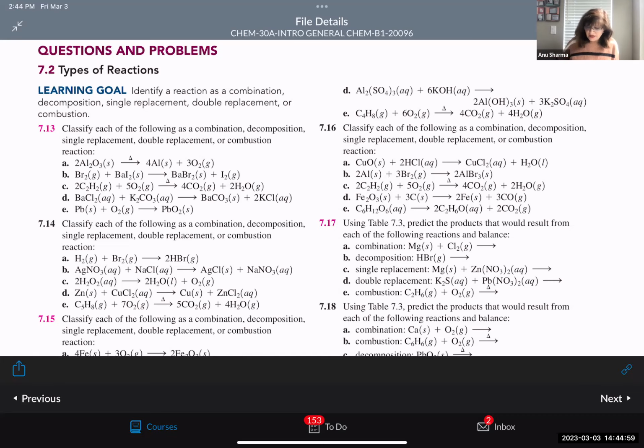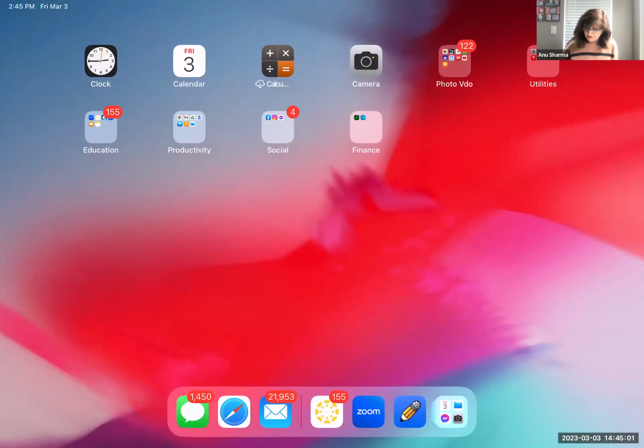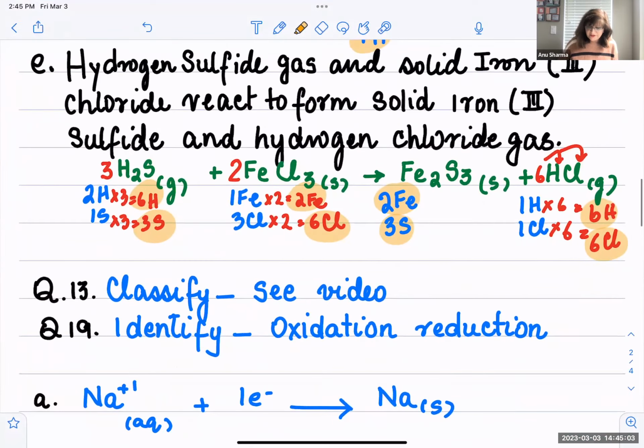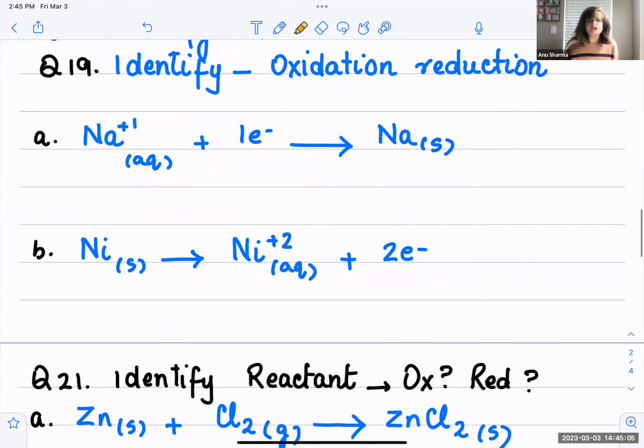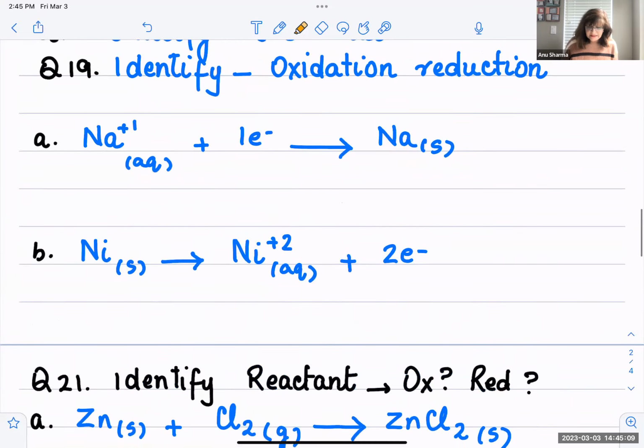And in the next video, we are going to look at the redox reactions, the oxidation reduction reactions. And we are going to do, in the next video, question number 19 and 20.